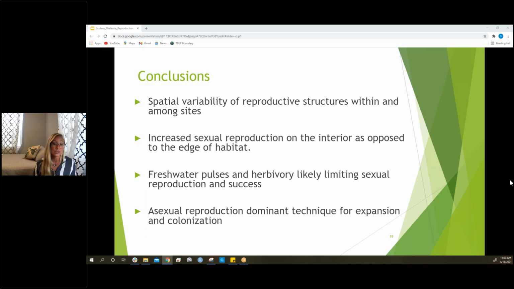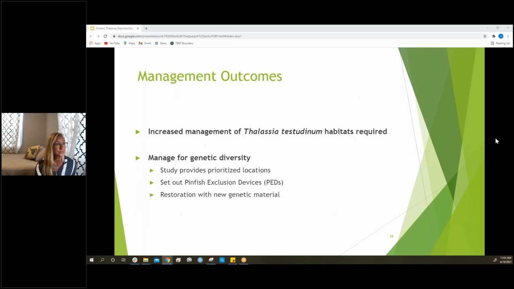And freshwater pulses and herbivory are likely limiting sexual reproduction and success in Tampa Bay. Finally, all of this information supports that asexual reproduction is the dominant form of expansion in Tampa Bay. Because sexual reproduction results in genetic diversity, seagrasses in Tampa Bay are likely limited in genetic diversity and may be vulnerable to future stressors, including impacts from climate change.